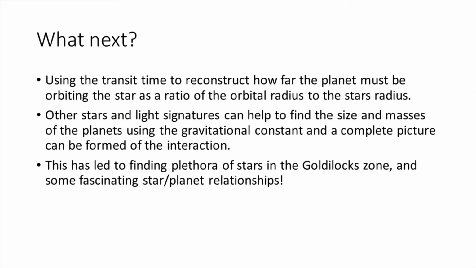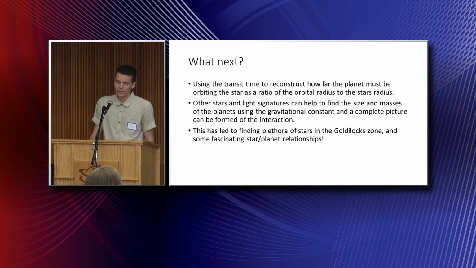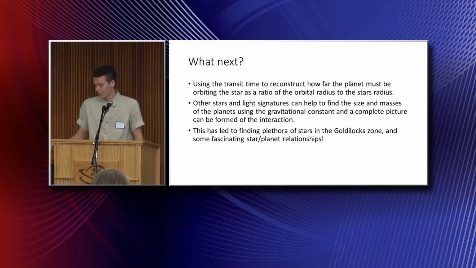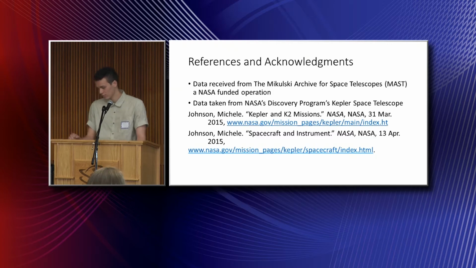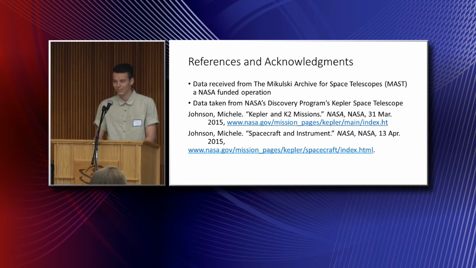So what next? What else could we glean about this planet? You can use the transit time to reconstruct how far the planet is from the star as a ratio of the orbital radius to the star's radius. Other stars and light signatures may be able to give you the mass of the planet or the radius of the star and the planet. And that can help form a more complete picture. This has led to a plethora of findings in the Goldilocks zone and some fascinating star-planet relationships. And that is all.